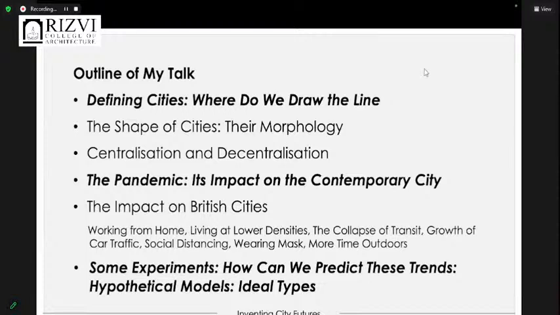So I'll be talking about that for about the next 5 minutes or so, and then I'll talk a little bit about the pandemic. I know that in the conference you're thinking about the future city post-pandemic in some sense, and I'll talk about the impact of the pandemic on the contemporary city, and in particular the impact on British cities. I'll talk about things like working from home and living at lower densities.